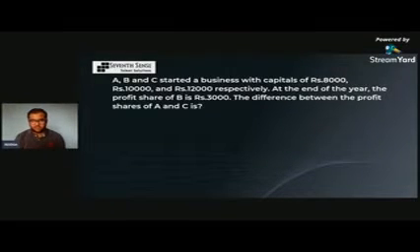So A, B, and C started a business with capital of rupees 8,000, 10,000, and 12,000 respectively. At the end of the year, the profit share of B is rupees 3,000. The difference between the profit shares of A and C is. So this is a simple example of simple partnership, right? Why? Because the time is the same for all of them. Means that the time given for all the three is same because at the end of the year.